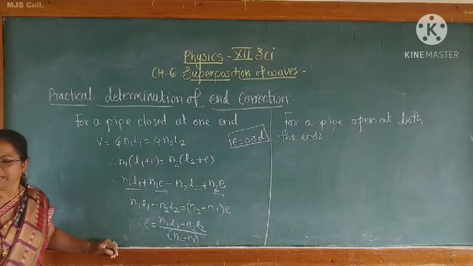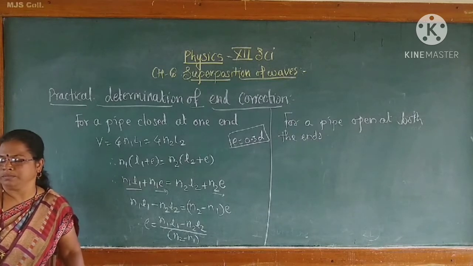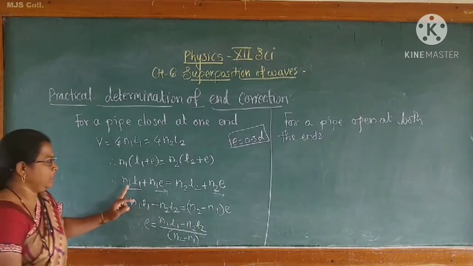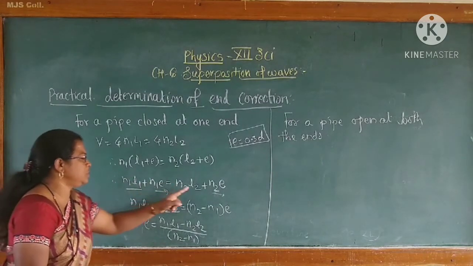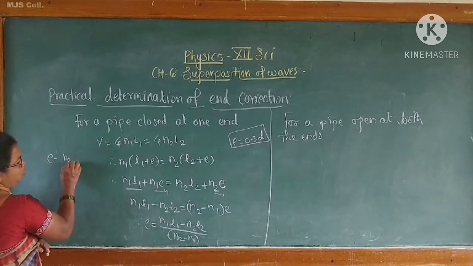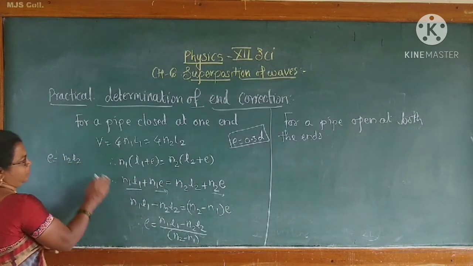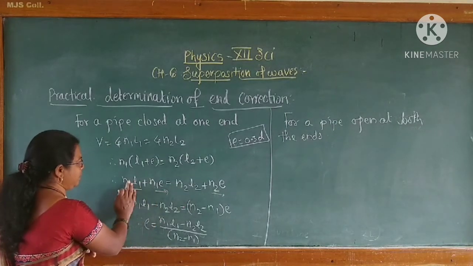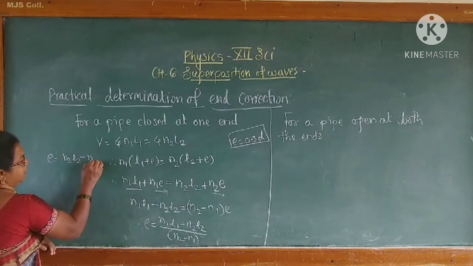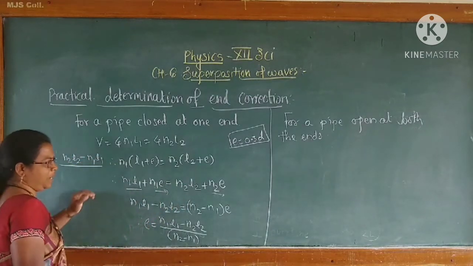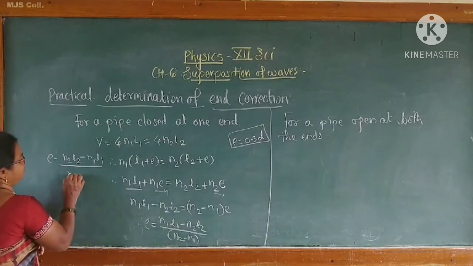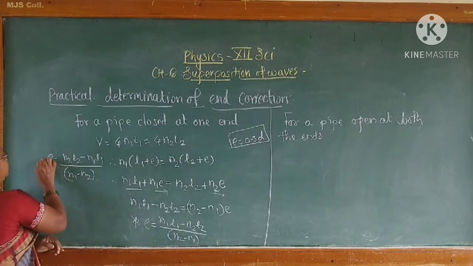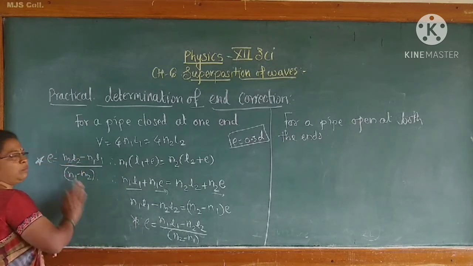Or we can write this in this way also: E is equal to, if we take these terms to the other side, (N2 l2 minus N1 l1) divided by (N1 minus N2). We can write the end correction in this way. We can find it with the help of this formula.